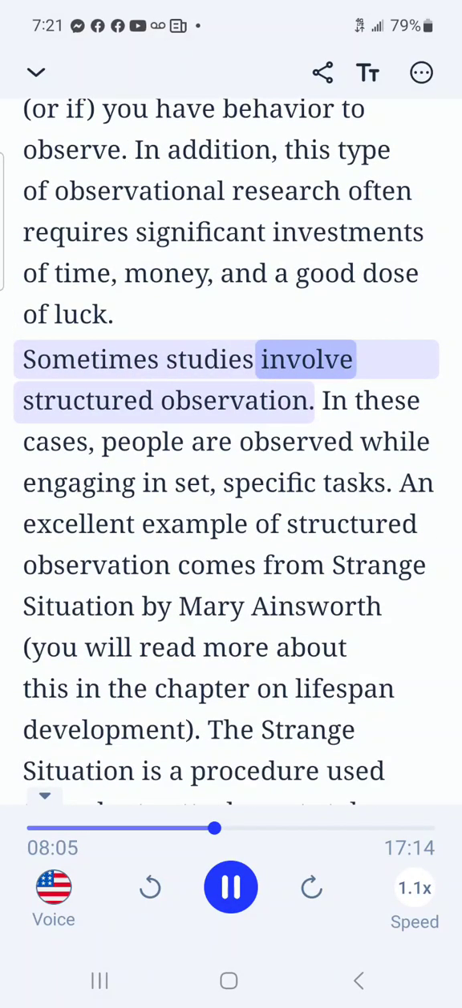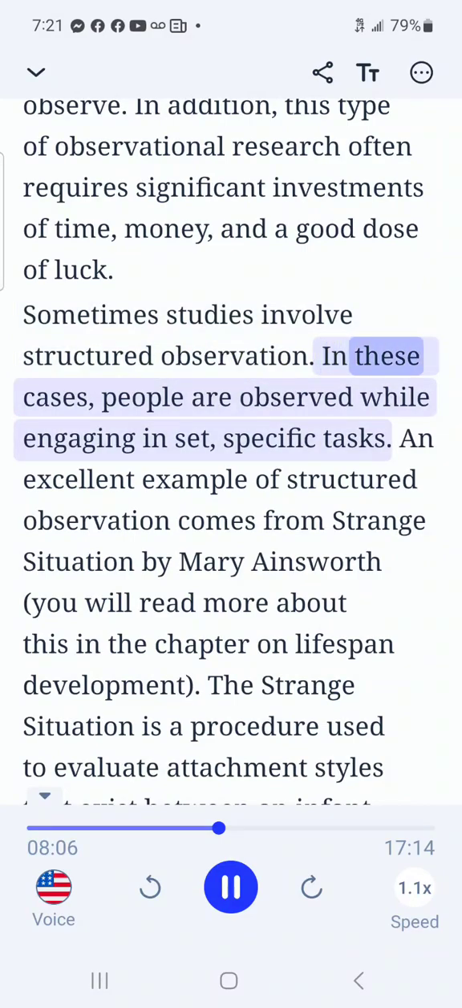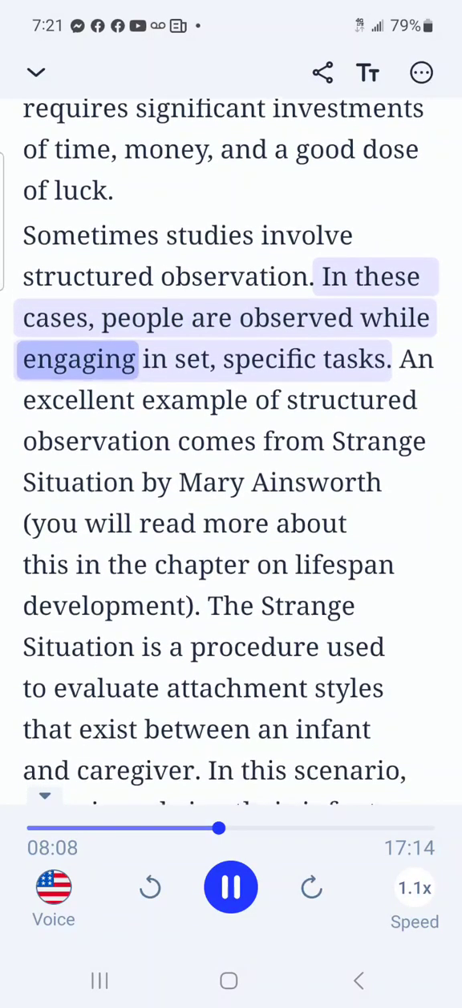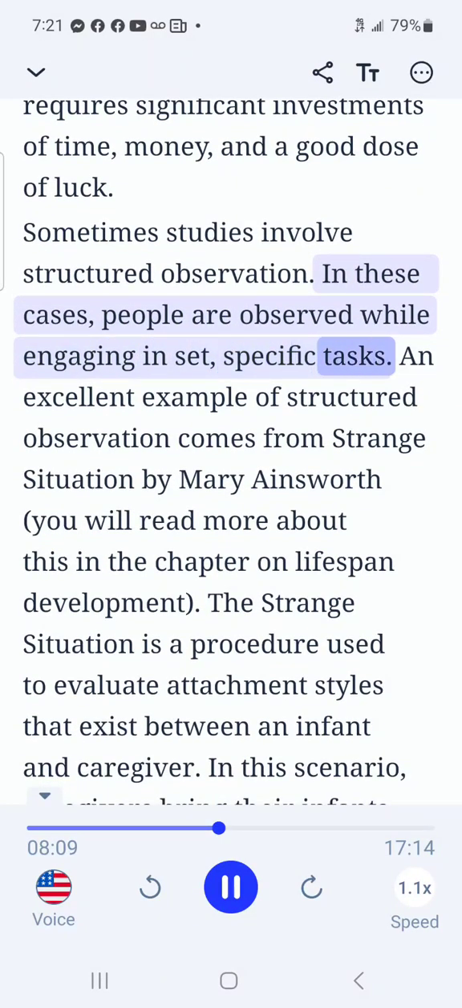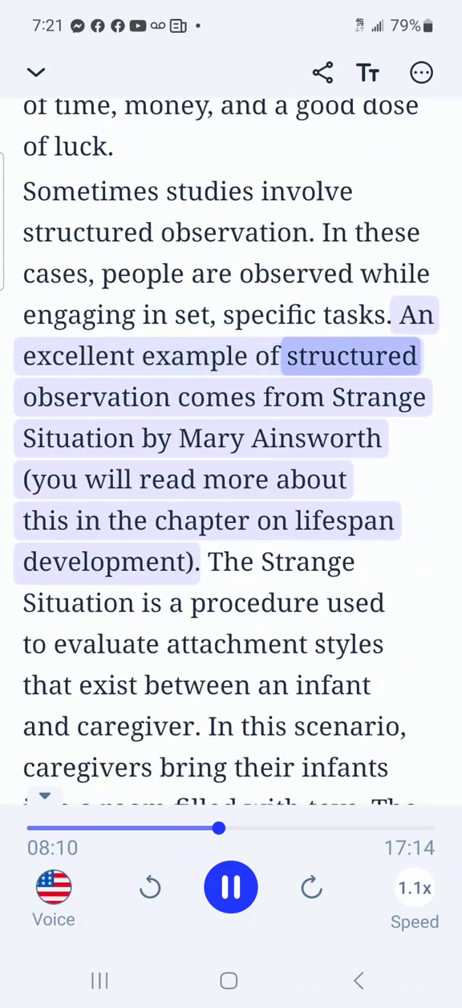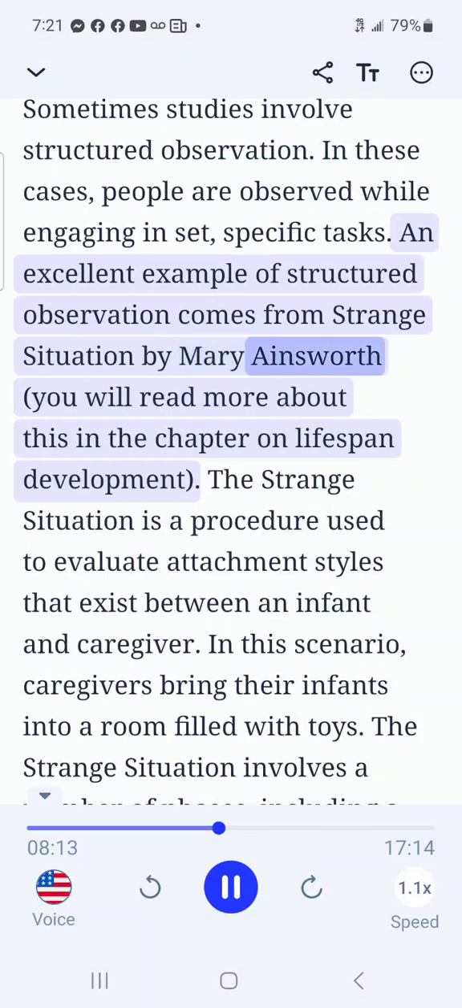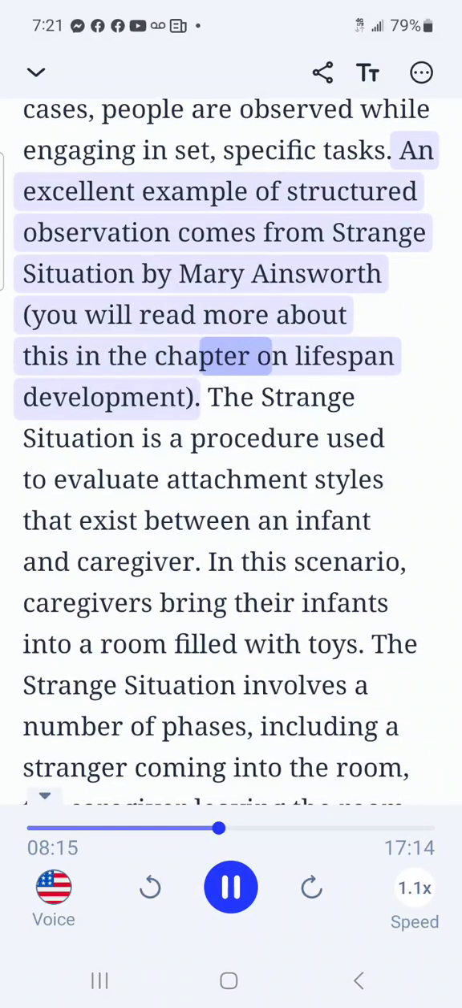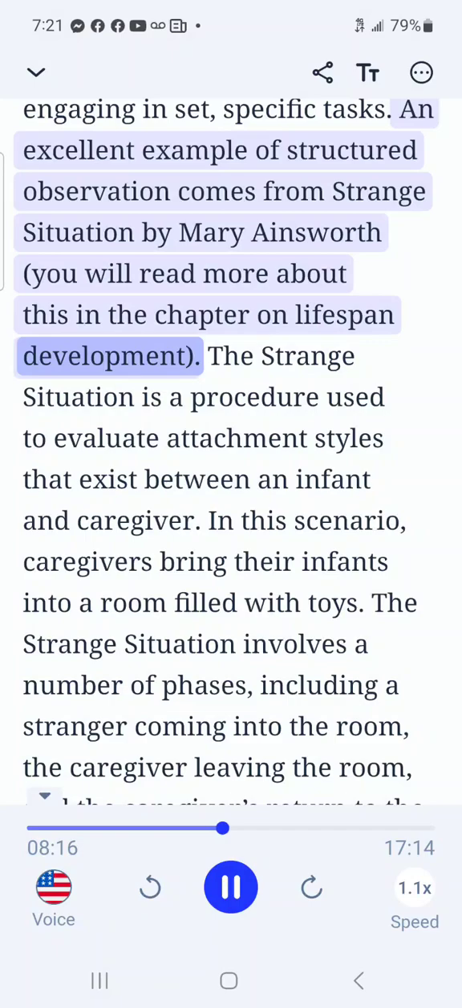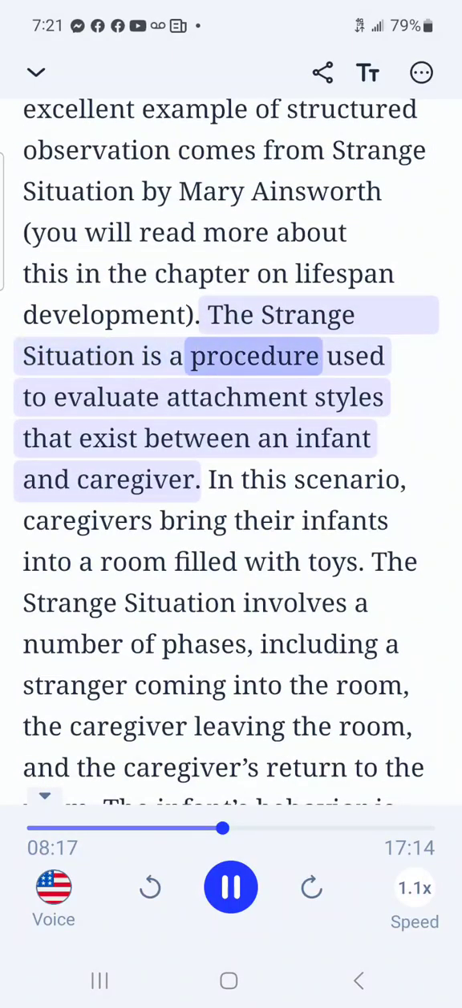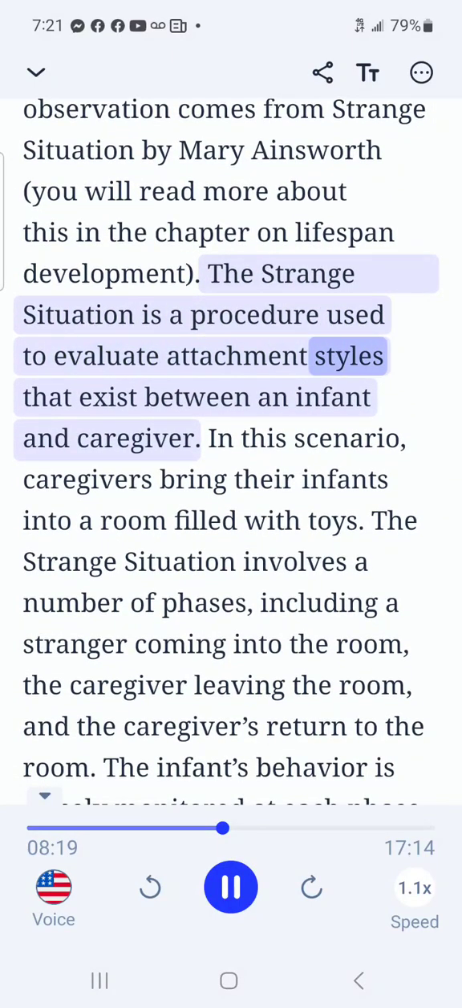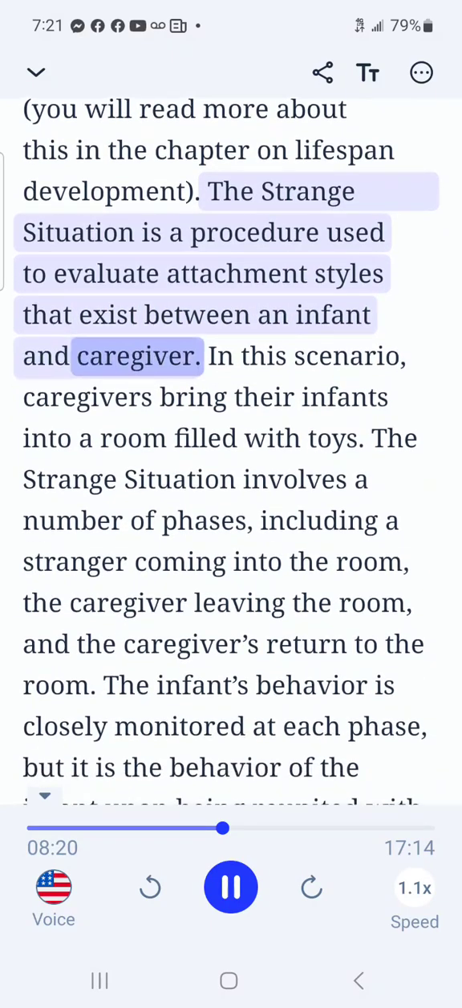Sometimes studies involve structured observation. In these cases, people are observed while engaging in set, specific tasks. An excellent example of structured observation comes from the Strange Situation by Mary Ainsworth. You will read more about this in the chapter on lifespan development. The strange situation is a procedure used to evaluate attachment styles that exist between an infant and caregiver.